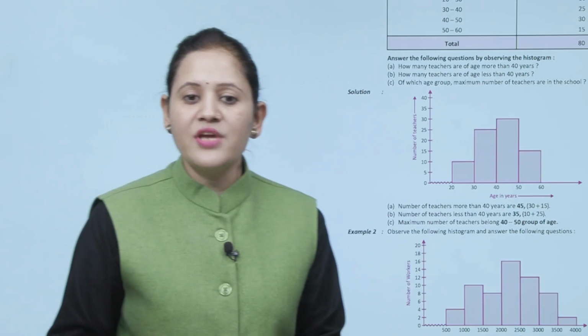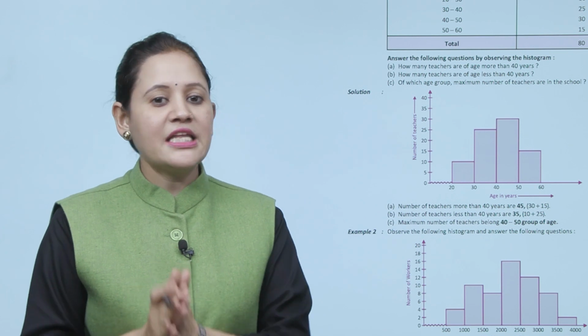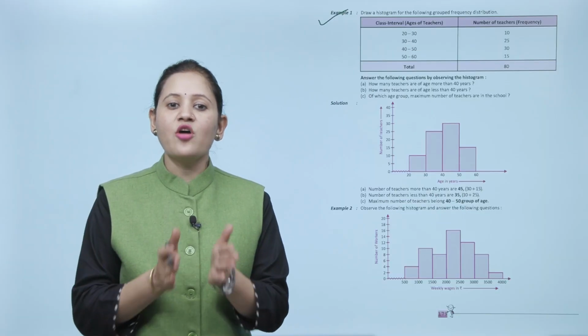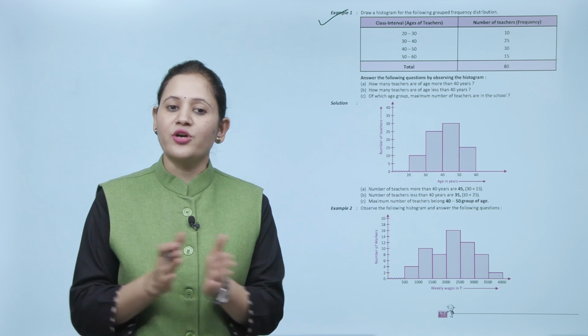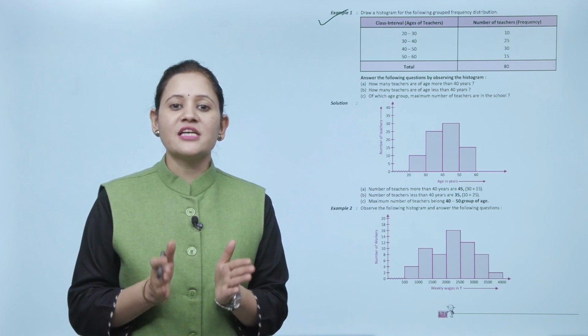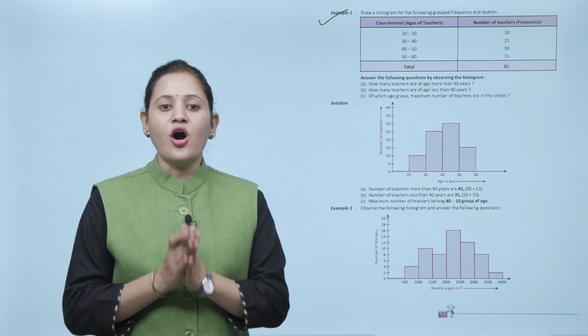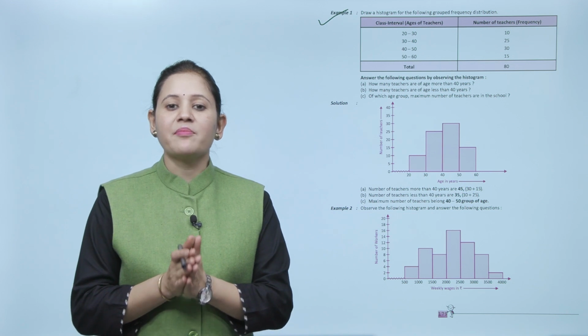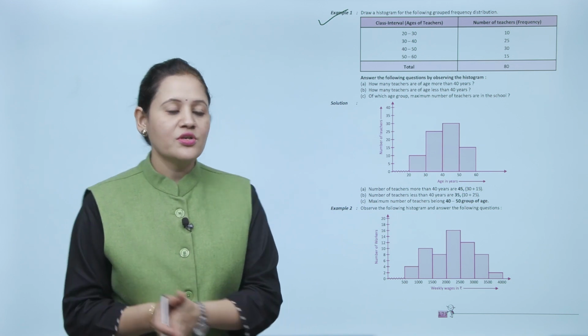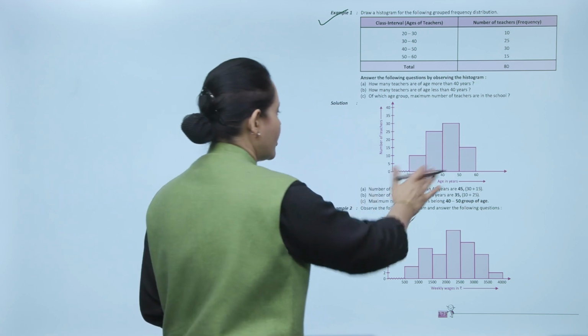So now we have to answer some questions. Answer the following questions by observing the histogram. The questions are: how many teachers are of age more than 40 years? How many teachers are less than 40 years? Of which age group are the maximum number of teachers in school? So first we'll draw a histogram for that.